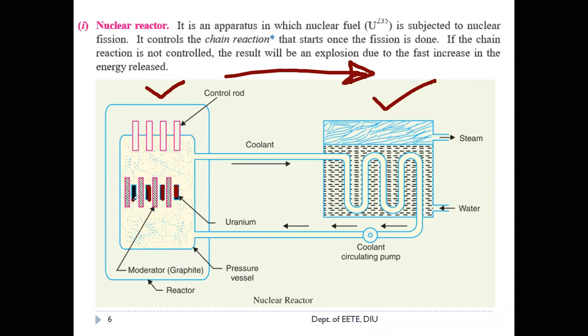There are three things available in the nuclear reactor. One is the uranium bar, definitely, which is considered as the fuel. The next one is the graphite bar, which is also known as the moderator. And finally the control rod, the radium control rod. It is known as the control rod because it controls the speed of nuclear fission.